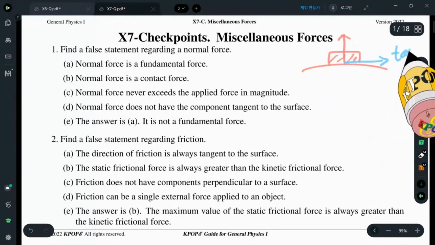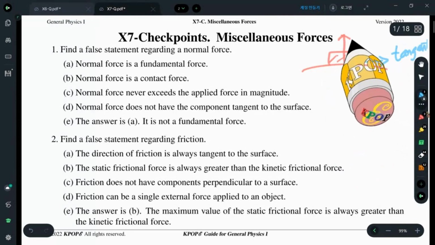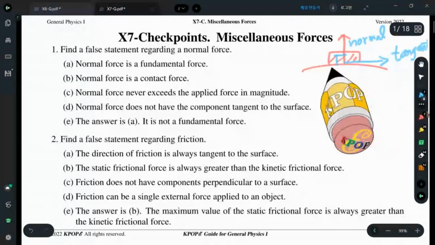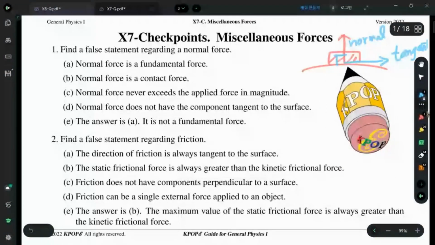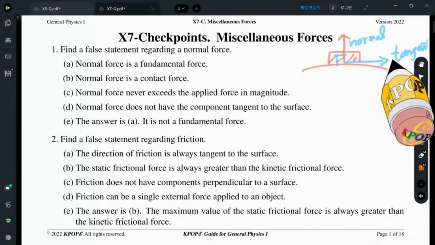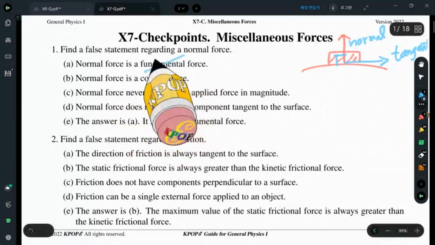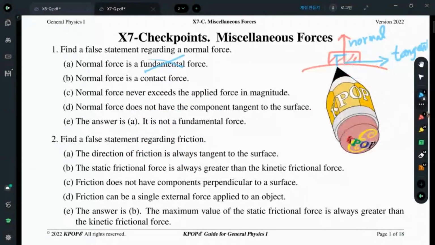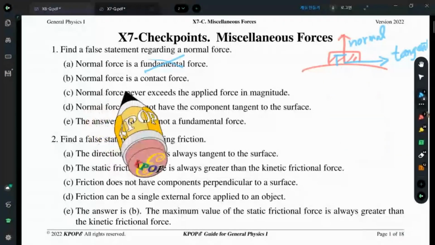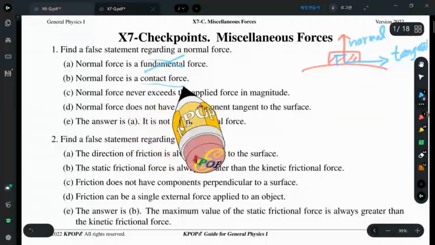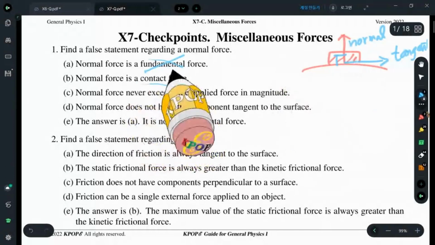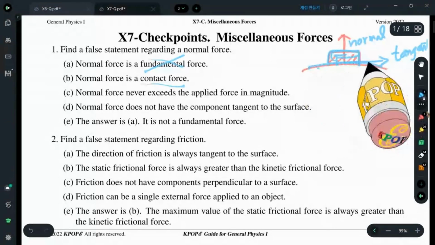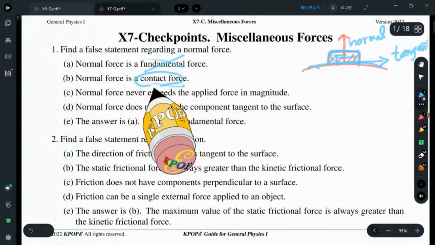This is tangent, this is normal. Normal is perpendicular to the plane, and tangent is tangent to the plane. So normal force is not a fundamental force. It is just the projection of a force that is normal to the surface. It is a contact force. Sure, it exists only if it touches. An object touches the surface, so it is a contact force.